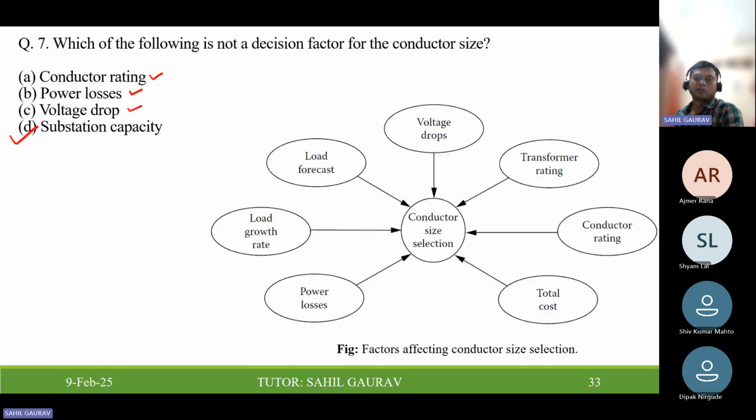And the next problem is: which of the following is not a decision factor on the conduction side? If you see this figure, there are different factors affecting conductor size selection. These include voltage drops, transformer rating, conductor rating, total cost, power losses, load growth rate, and load forecast. So here, substation capacity is not a decision factor for the conductor size. Conductor rating, power losses, and voltage drop we consider decision factors of conductor size. Therefore, the incorrect option is D, substation capacity.